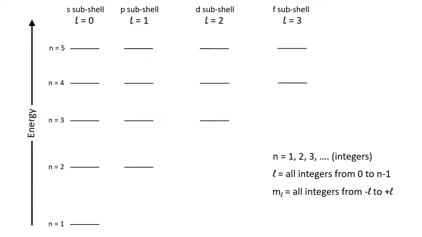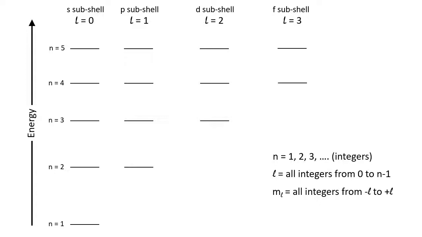We'll start at n equals 1. The only possible subshell is l equals 0. We know that m sub l can range from minus l to plus l, but since l is 0, the only possible value of m sub l is 0 as well.